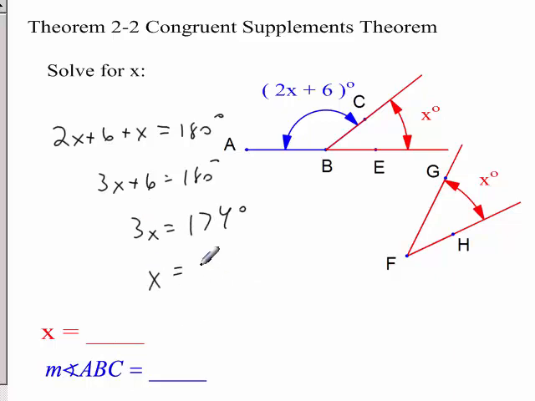What is this, 58, I think? So, hang on a second. Yep, so that's 58. And then the question is what's the measure of this angle? Well, you could either plug this value in for x and work it out, or just simply, if this is 58 degrees, subtract that from 180, and you wind up with 122 degrees.